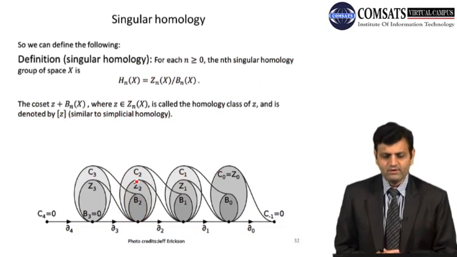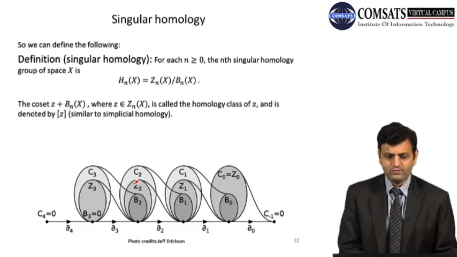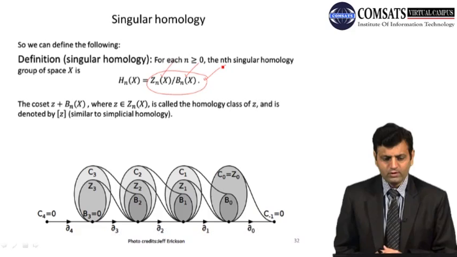Now on the same lines, we have a chain complex, we have boundaries, we have cycles. We proved that boundaries are contained in cycles, so we can calculate the number of cycles which are not boundaries. So in other words, we can calculate this quotient, where we take the quotient of the cycles by the boundaries. So this is how we define singular homology.